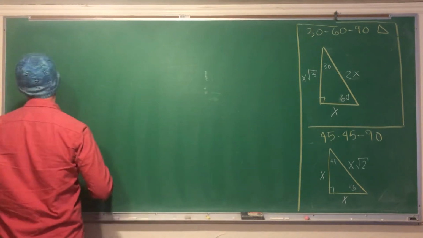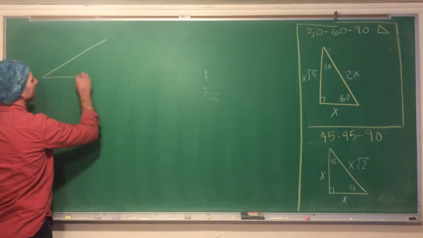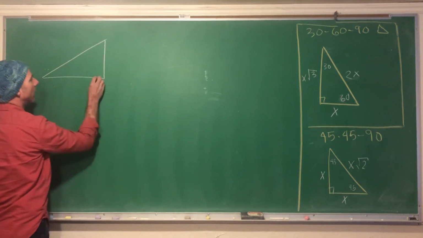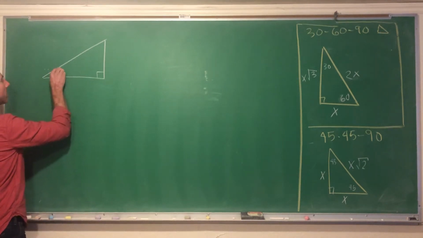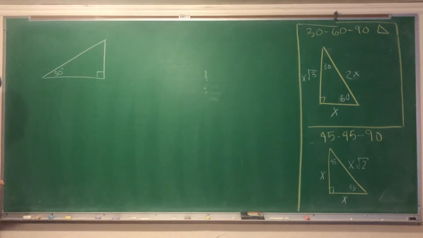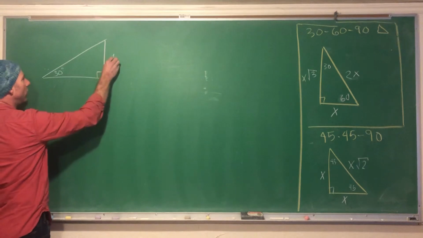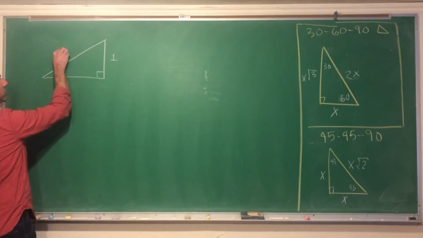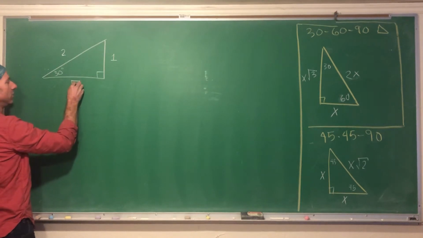So I'm going to go back to, let's just draw a triangle, and we'll make this a 30, 60, 90. Let's just do that one angle down there. Now, this is a 30, 60, 90 triangle. Let's give the sides. Let's call this side length 1, this side length 2, and call this one root 3.